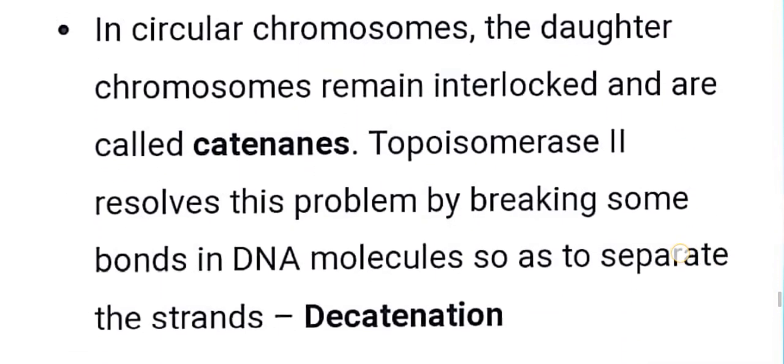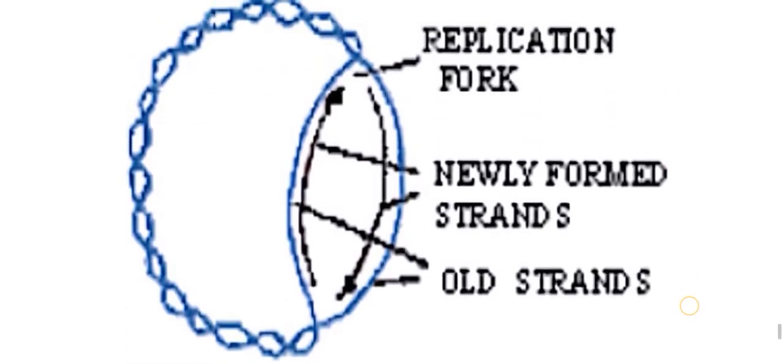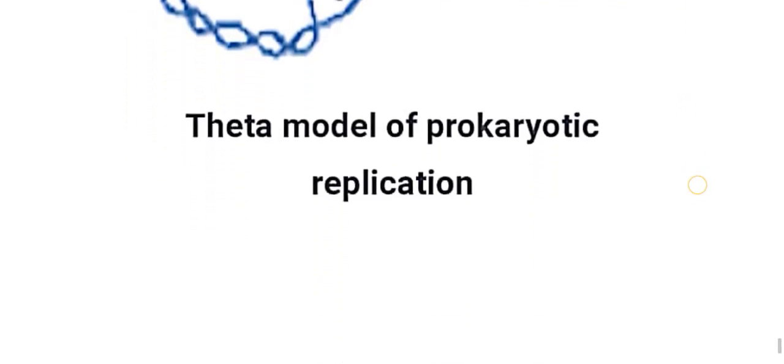In circular chromosomes, the daughter chromosomes remain interlocked and are called catenanes. Topoisomerase 2 resolves this problem by breaking some bonds in the DNA molecules so as to separate the strands. Decatenation. Replication fork, newly formed strands, old strands. Theta model of prokaryotic replication.